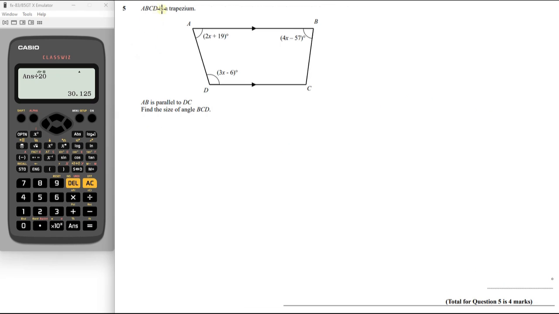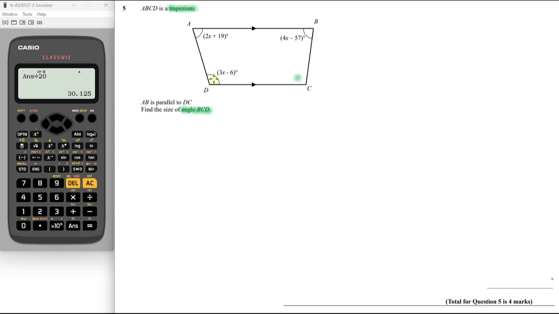Question number 5. ABCD is a trapezium, and AB is parallel to DC, which we can see here. We need to find the size of angle BCD. So BCD is this angle here. Now, at the moment, we've only been given expressions for the angles. So we're going to have to use some of these expressions to work out the actual values.